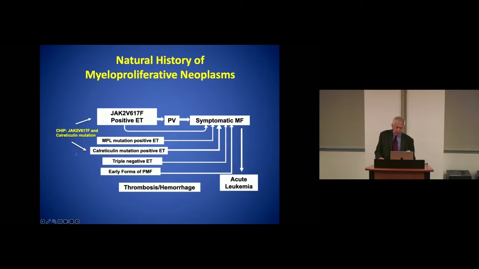During this proliferative phase of the disease, the major cause of death and discomfort for patients is clotting and thrombotic events, and also hemorrhage.